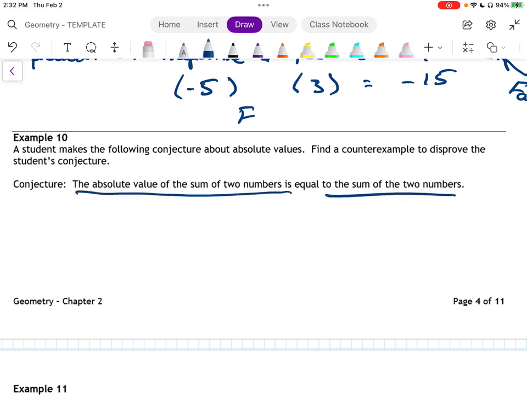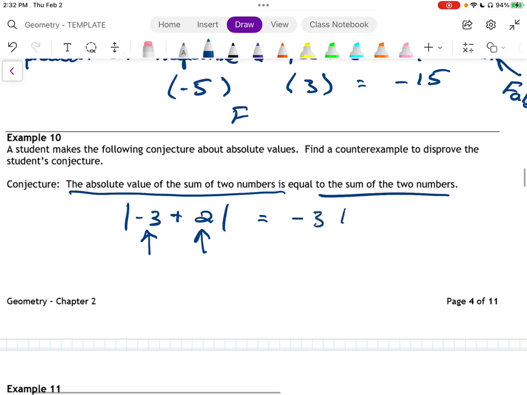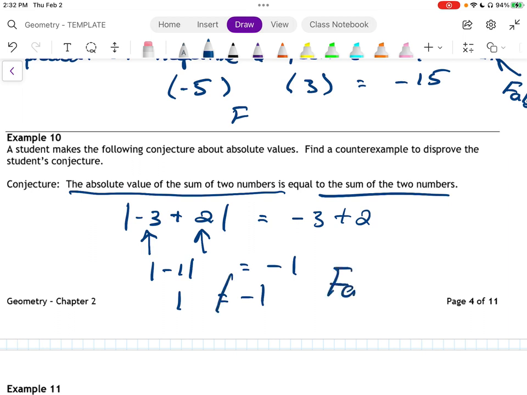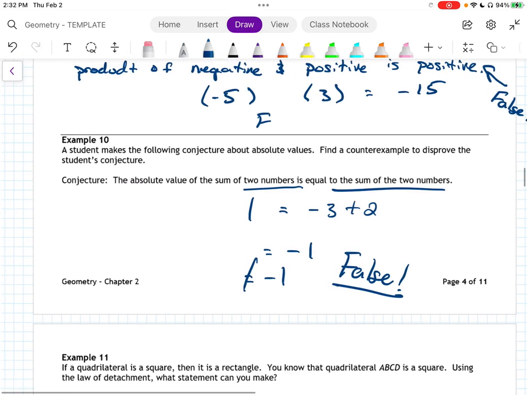So the absolute value of the sum of 2 numbers, so I'm just going to pick out 2 numbers, negative 3 plus 2. So we've got negative 3 and 2. They're saying it's equal to just the plain old sum, negative 3 plus 2. Well, good grief. This was actually going to work out for us. We're going to have negative 1 equal, oh, nope, it's not. Absolute value of negative 1 equals negative 1. That's 1 equals negative 1. That is not true. So we say that was false.